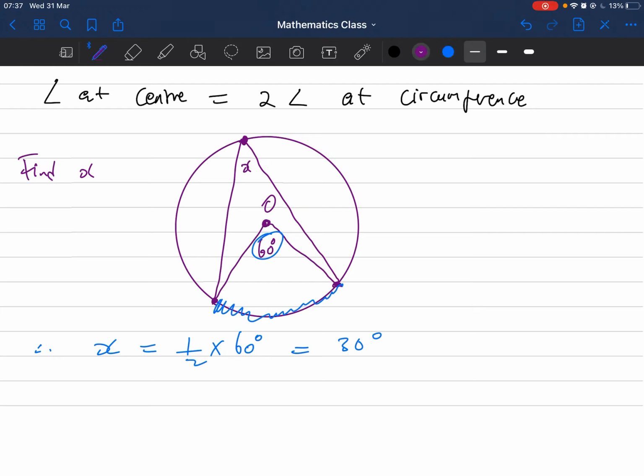And for the reason, you can just give your nice reason there. The reason is: the angle at the center is twice the angle at the circumference. That's your reason, and you're going to use this for quite some time. So it's very important that you understand it and run with it.